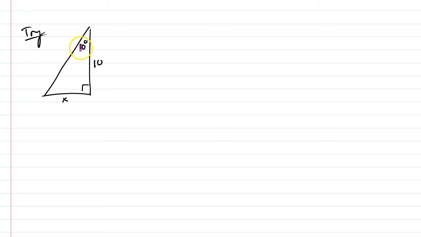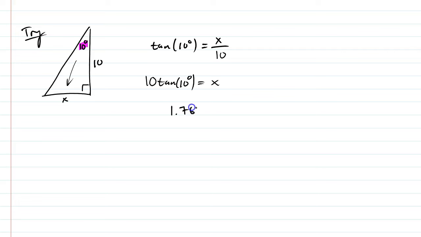Okay, so the angle is going to be 10 degrees. We're going to do tangent of 10 degrees. We're going to set it equal to a fraction, and this is going to be opposite over adjacent. So the opposite side is x. The adjacent is going to be 10. And like last time, we're going to multiply by 10 on both sides to get 10 tangent of 10 degrees. Put that in your calculator, and you should get 1.763 equals x.